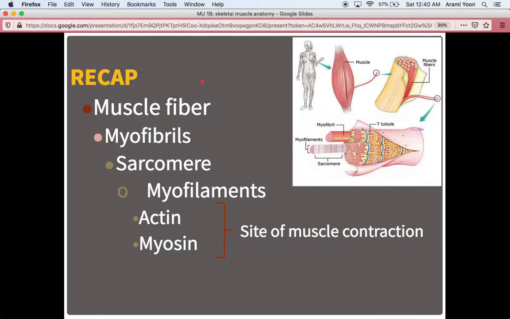Let's just recap before we get into the nitty-gritty of the structure of a sarcomere. So you have a muscle fiber, that's the cell, that's made of myofibrils. Myofibrils are basically organized into multiple sarcomeres that have the myofilaments actin and myosin that pull against each other to cause the muscle to contract.